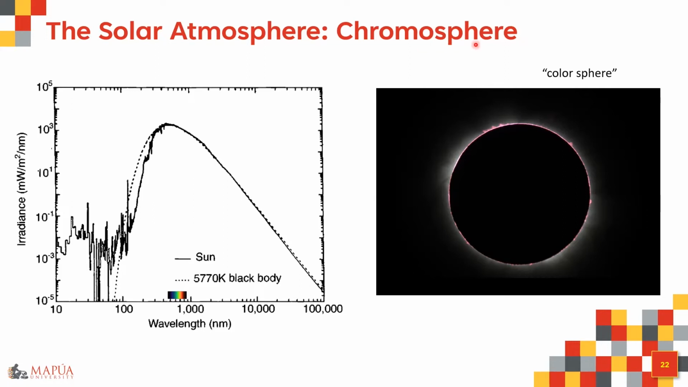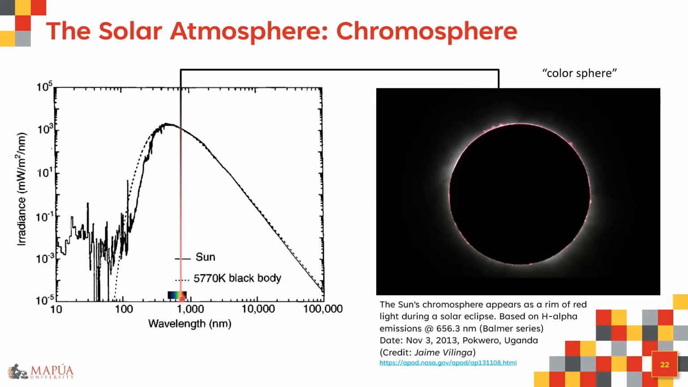That's why it's called the chromosphere, because it's actually observed as a color sphere. And if you're going to look at the wavelength that is emitted, the main wavelength emitted by this thin layer around the surface of the sun is about this region. Okay, so this is the sun's chromosphere, which appears to be a dim rim of red lights observed during solar eclipse. Okay, this is not colorized; it's a true picture of a solar eclipse.